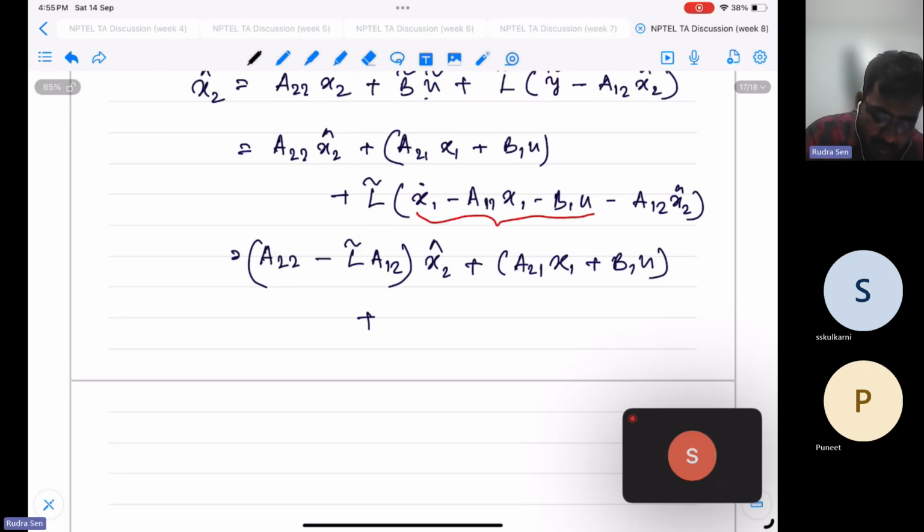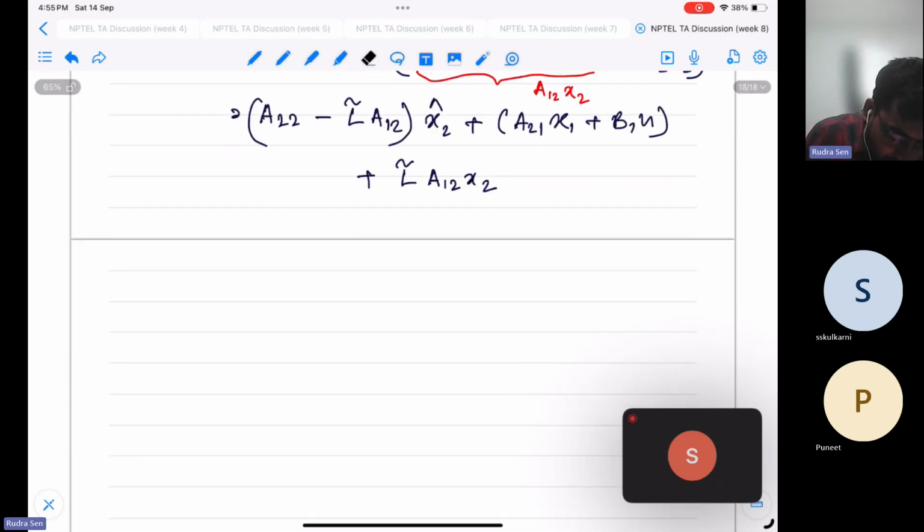This term is basically A12 x2, right? So this is L tilde A12 x2. Now we have to take an error, that is x2e equals x2 minus x2 hat, and x2e dot equals x2 dot minus x2 dot hat.